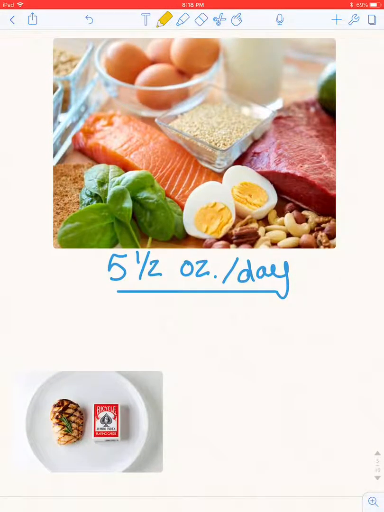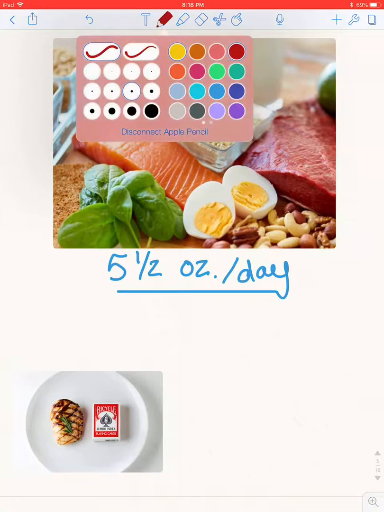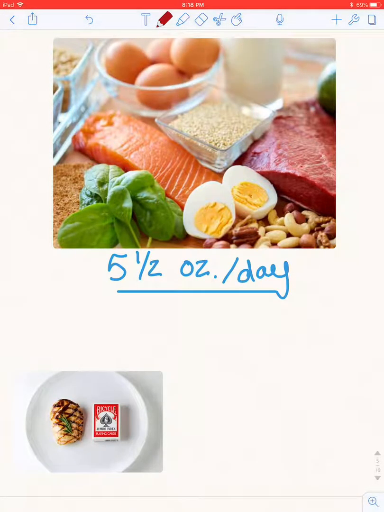Next, let's look at protein. Getting enough protein in your diet is important, and quality is just as important as quantity. MyPlate recommends that you mix up your routine to include a variety of protein foods, including seafood, beans and peas, unsalted nuts, soy products, eggs, and lean meat and poultry. Your goal should be to consume 5.5 ounces of protein foods per day.